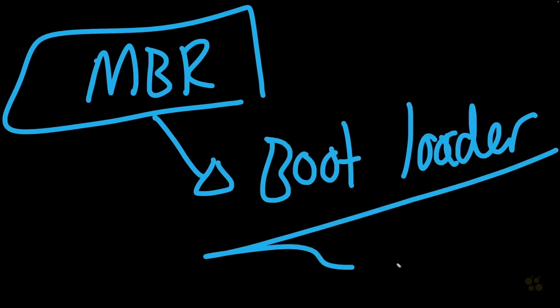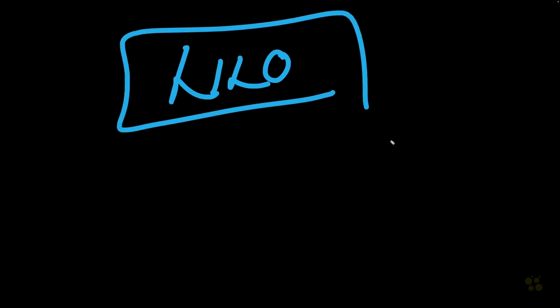Now, to note, there are different bootloaders available on Linux. The very first bootloader is one called LILO. And the thing to note about LILO is that it's kind of old and antiquated.